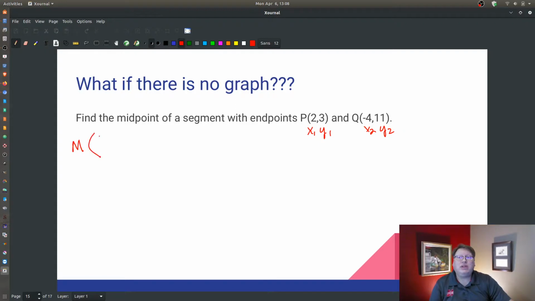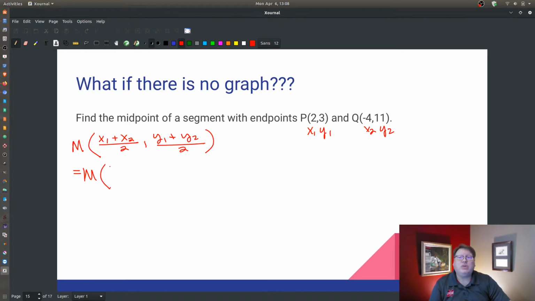The midpoint is located at x sub 1 plus x sub 2 divided by 2, and y sub 1 plus y sub 2 divided by 2. And now we simply substitute the coordinates from our endpoints, and we are one step closer to finding our midpoint.